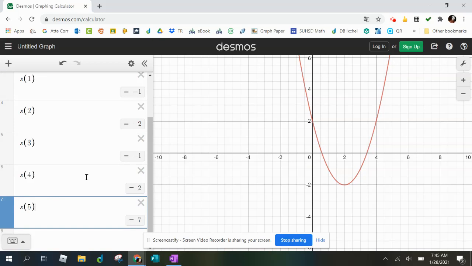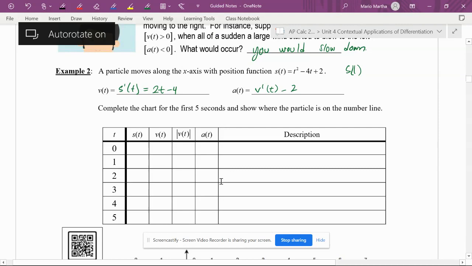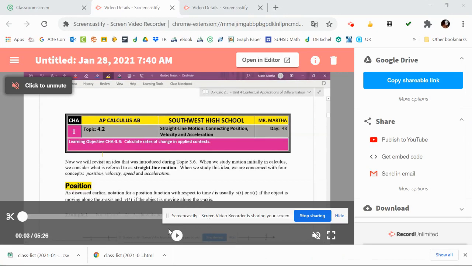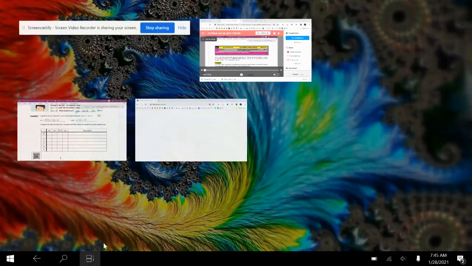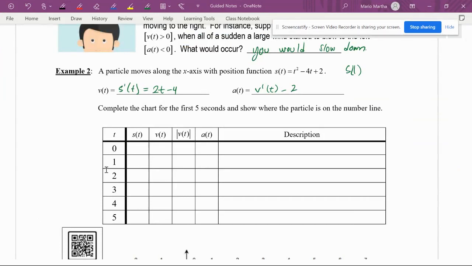So that would automatically change the values that you guys already set up right here. All right, so let's go back to our notes. So s of 0 would be equal to positive 2. And then s of 1 is equal to negative 1. S of 2 is equal to negative 2. S of 3 is equal to negative 1. And then s of 4 is equal to positive 2. And s of 5 is equal to positive 7.